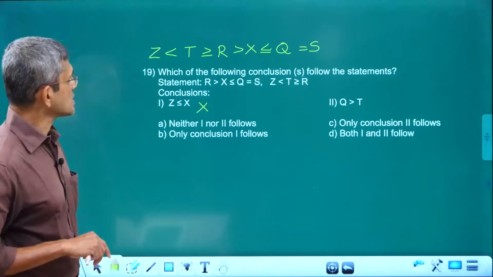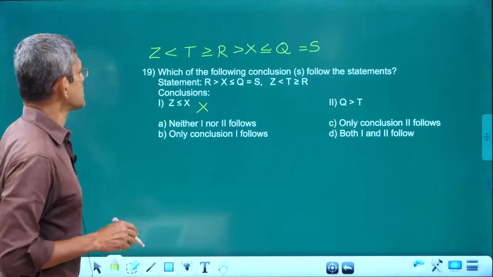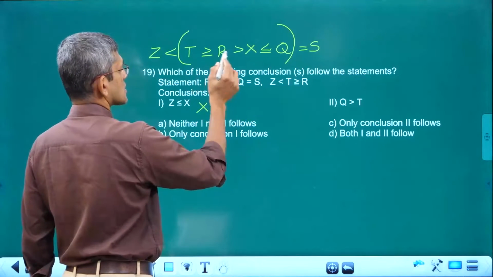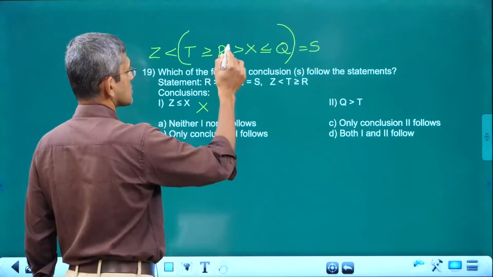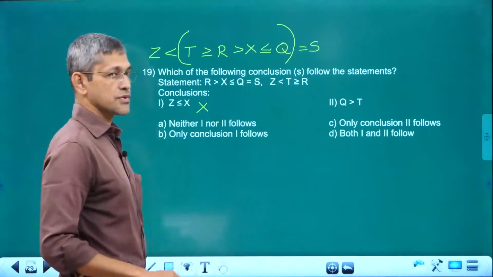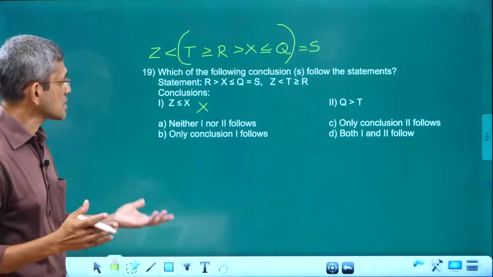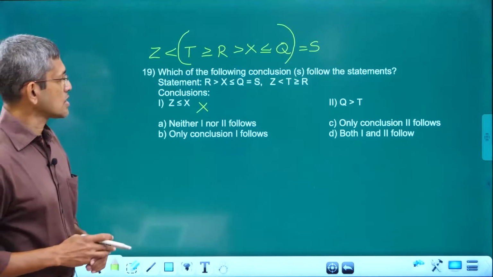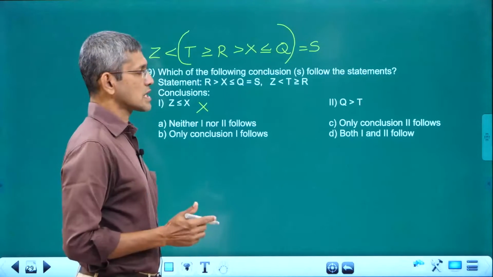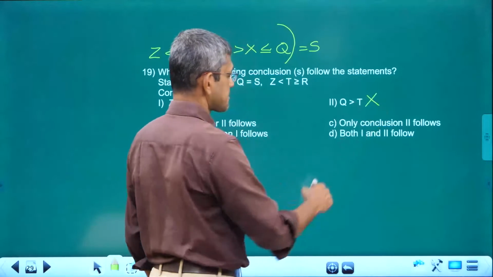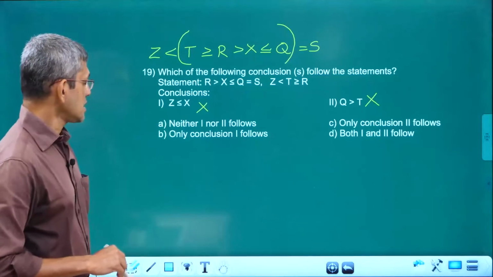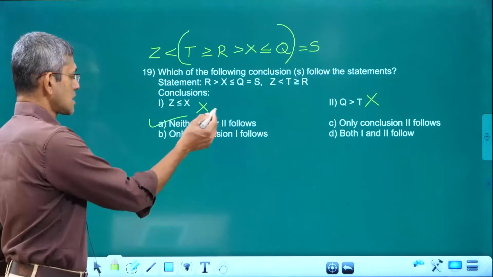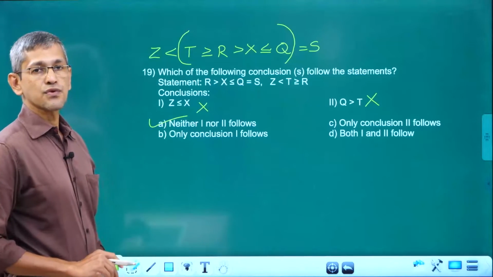Now Q and T. Q is always greater than T. Look at it. Between Q and T, how many symbols do we have? Three symbols: greater than or equal to, greater than, less than or equal to. So greater than and less than or equal to are contradictory. Can we say that Q is always greater than T? We cannot say that. So ultimately, neither conclusion 1 nor 2 follows. That would be the answer.